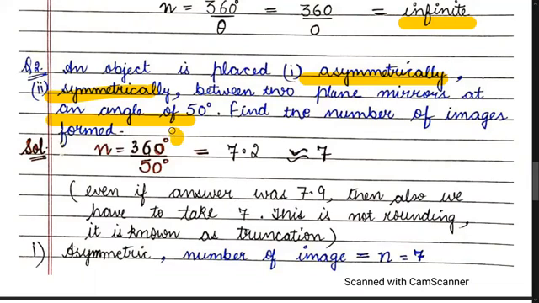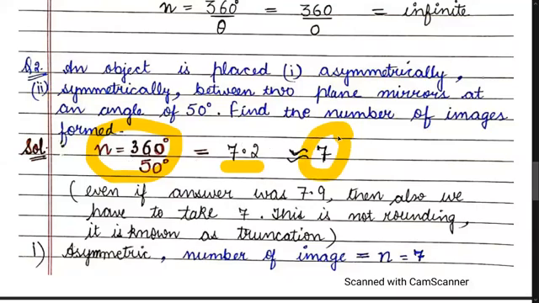So first find the factor n, that is 360 divided by 50. So 360 divided by 50 comes out to be 7.2. Now students, this 7.2 will be written as only 7. It is not that I am rounding 7.2 into 7. No.